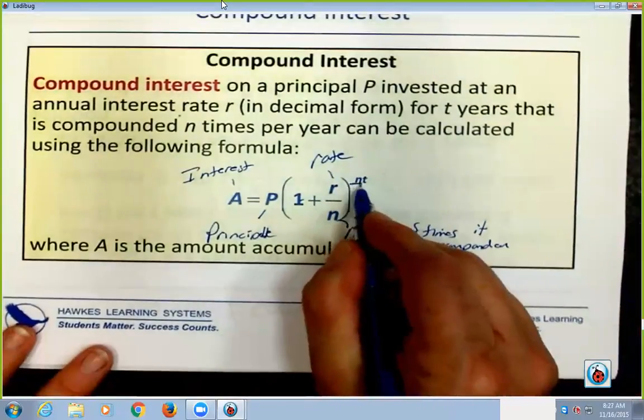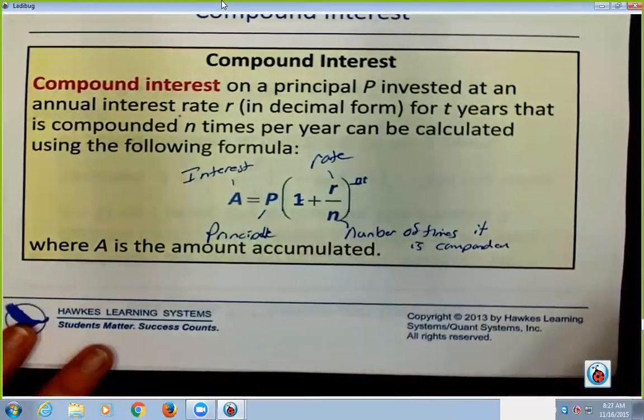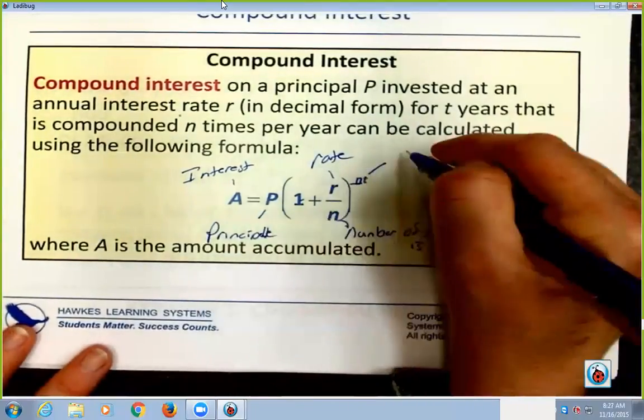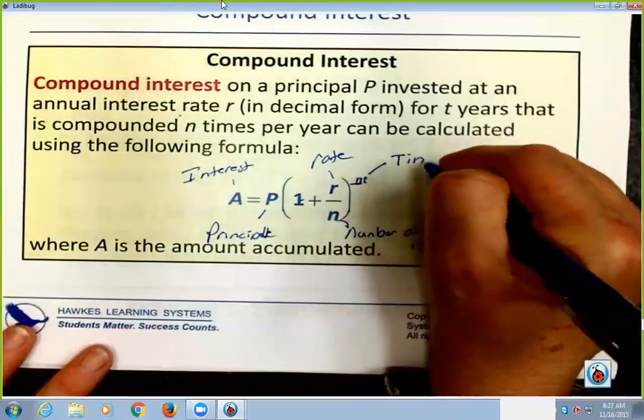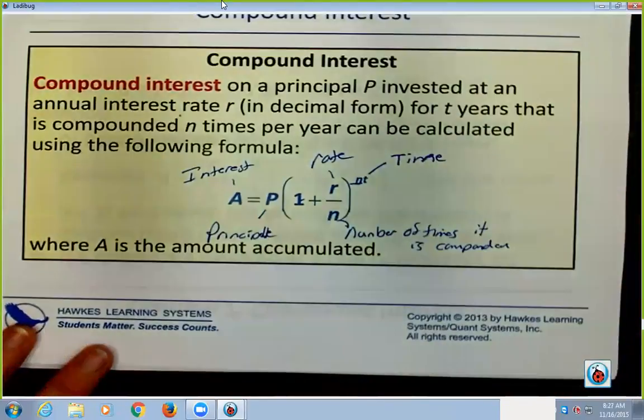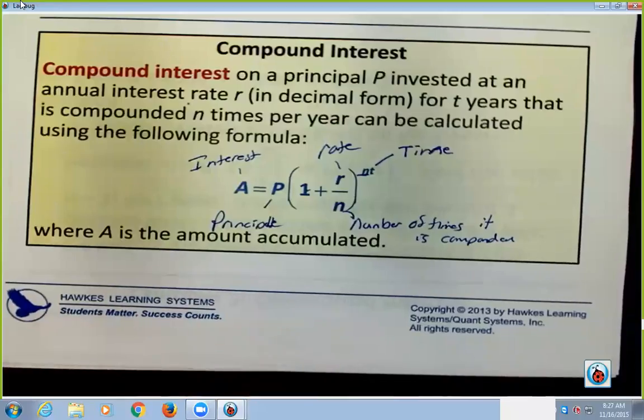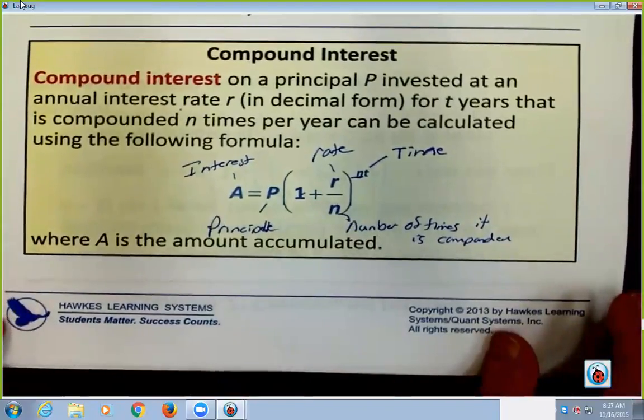And the N is also up here in my exponent, so that's also N, so that means the same thing. And then finally T is the time. So we're looking at how long we have put it in for. How long has it been in the system, or if I put it in for 3 years, did I put it in for 5 years? So my time is my other piece that's in there.